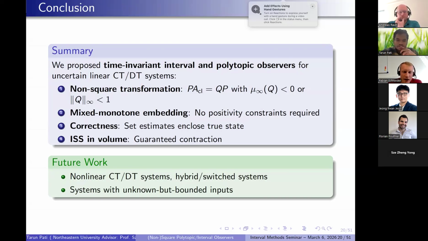Do you have any method how to find this P? We have an algorithm that we use to construct P and Q, and the details of this algorithm can be found in our paper. Okay, thank you, then I will have a look into your paper. The primary advantage is that this is applicable to all detectable linear systems, and we also have an algorithmic way of finding P and Q. Okay, great, thanks.